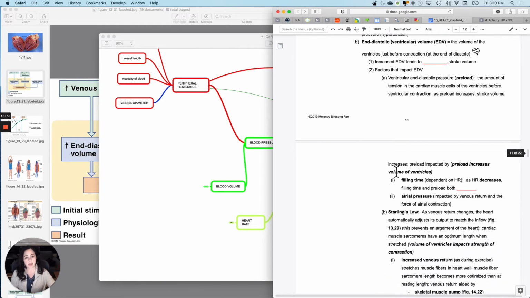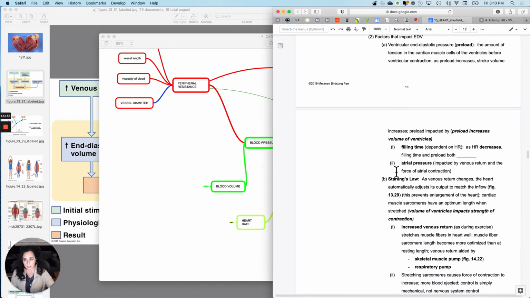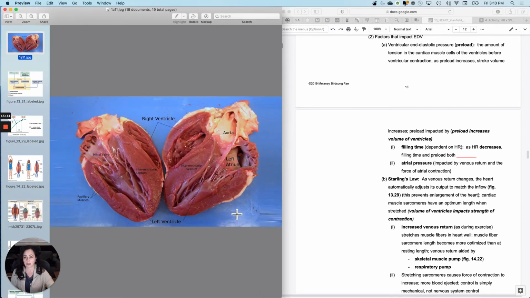So the factors that impact EDV, the first one is the concept of preload. So let's go back to the heart and think about the order in which the ventricles and the arteries work. What's happening here is pre-stroke volume, preload, and what's happening here is after, because the ventricles happen before the arteries. Okay, so the concept of preload. It's called ventricular end diastolic pressure, or preload. This is the amount of tension in the cardiac muscle cells of the ventricles before ventricular contraction.